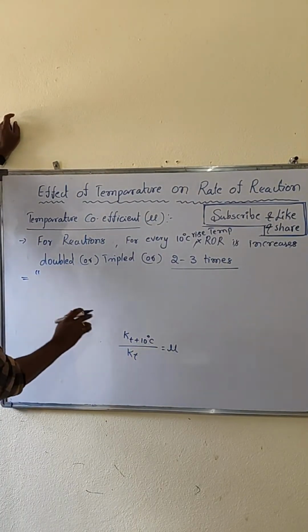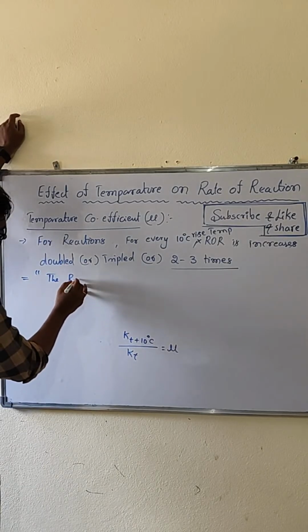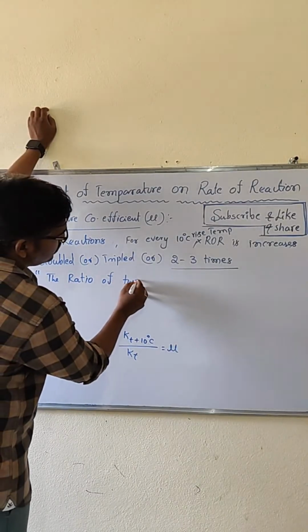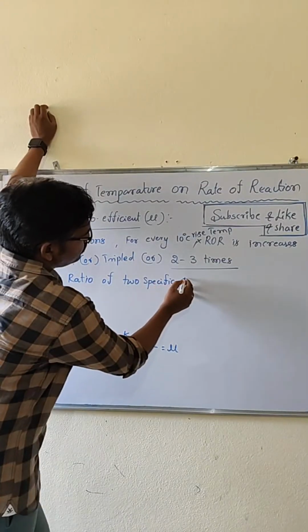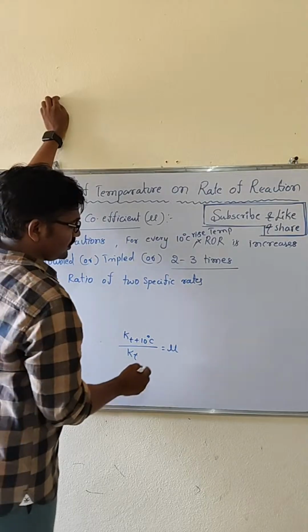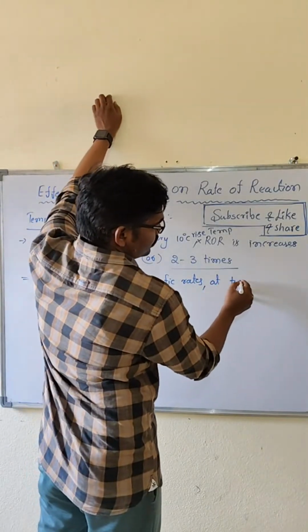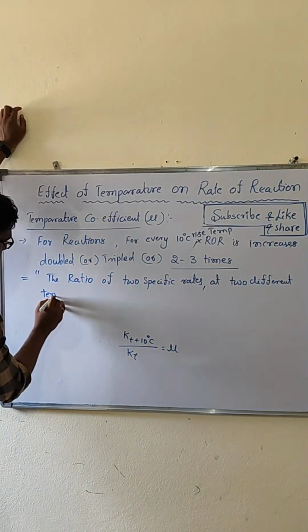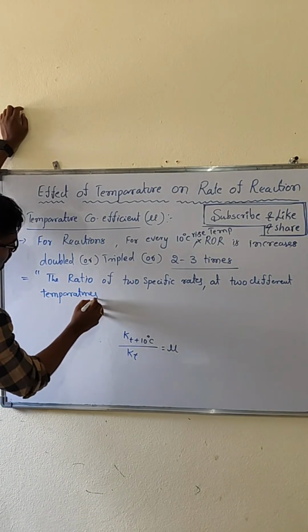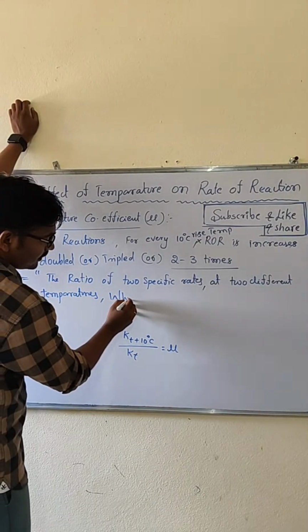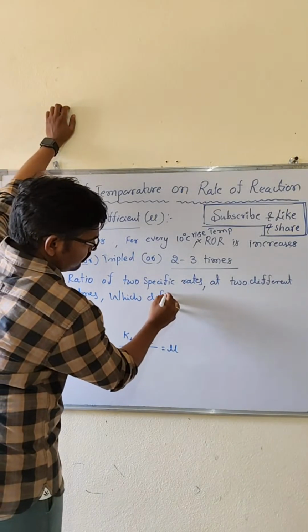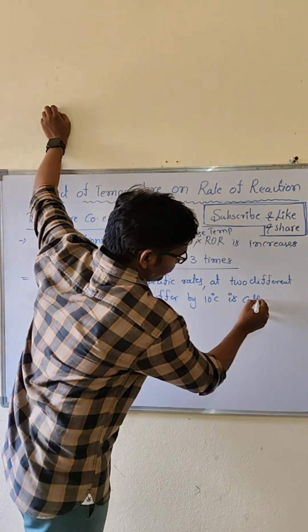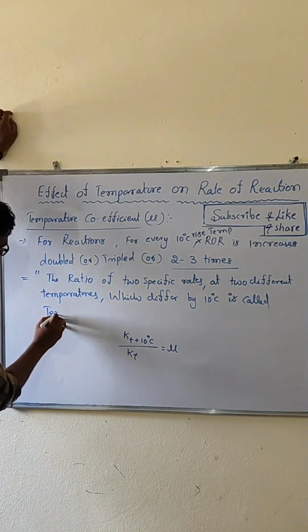It is very important. What I told, the ratio of two specific rates at two different temperatures which differ by 10 degrees Celsius is called the temperature coefficient.